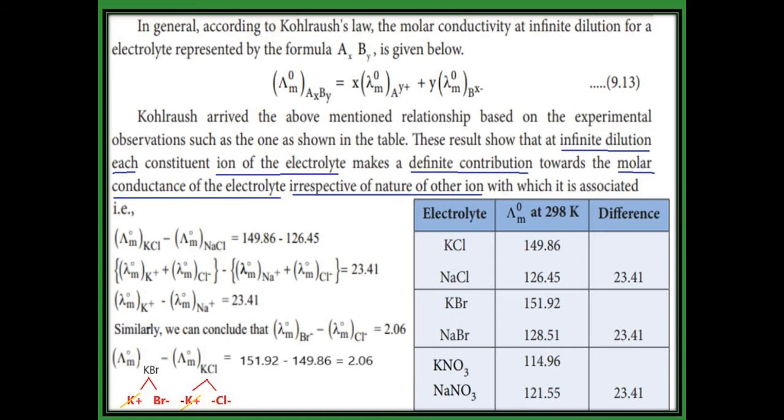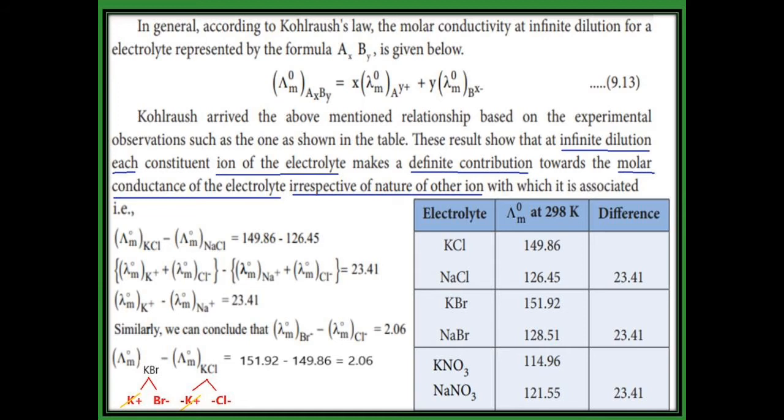First of all, potassium chloride and sodium chloride, see the left hand side. How can you split the potassium chloride? K plus Cl minus, and sodium chloride also Na plus Cl minus, so the Cl minus value will be cancelled. We get lambda K plus minus lambda Na plus gives the value 23.41. So here the potassium and sodium ions only give the value of 23.41. Then another one, potassium bromide and sodium bromide, bromine will be cancelled and then K plus and sodium plus only remain there. This only gives the value of 23.41.